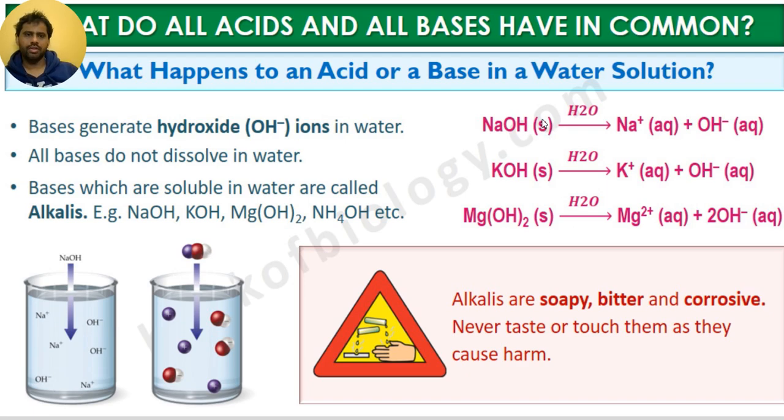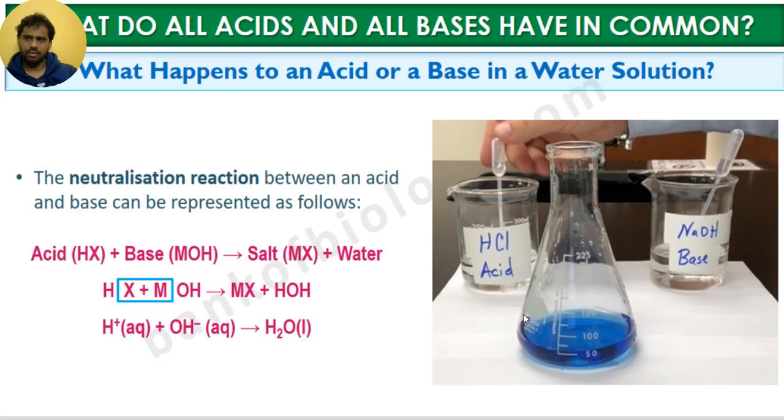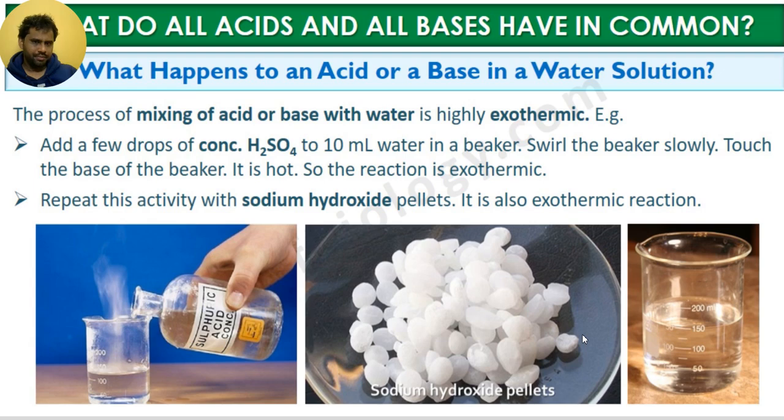So now we see NaOH solid. When H2O is mixed into it, it yields Na+ aqueous and OH negative aqueous, which is a hydroxide ion. Same with KOH: K+ aqueous and OH negative aqueous. Mg(OH)2: Mg2+ and 2OH negative aqueous. Okay, and what happens to acid and base in water solution? The neutralization reaction between acid and base can be represented as follows: acid plus base is salt plus water. Okay, so we will stop the video at this point.